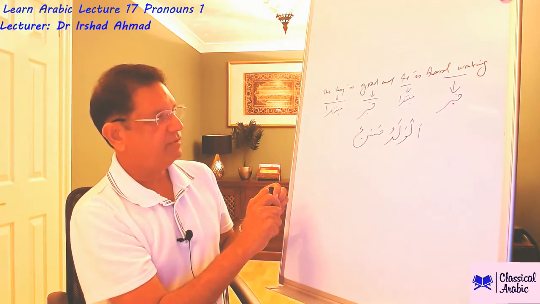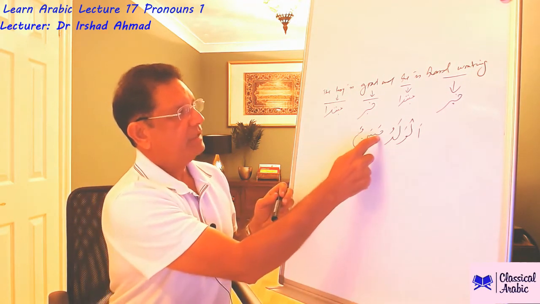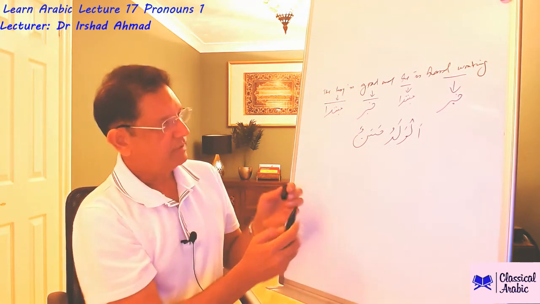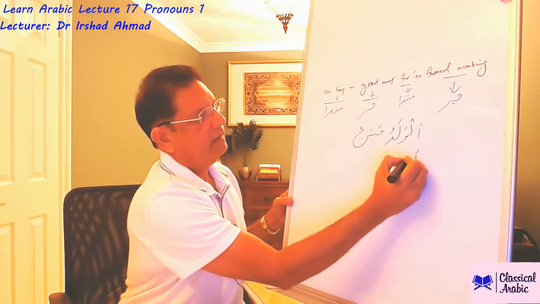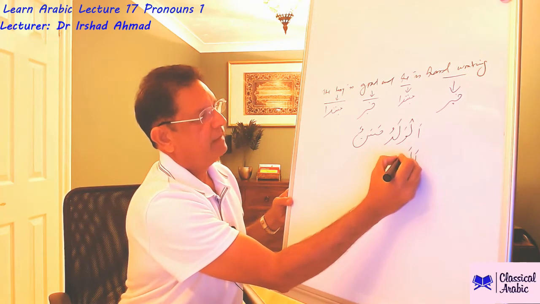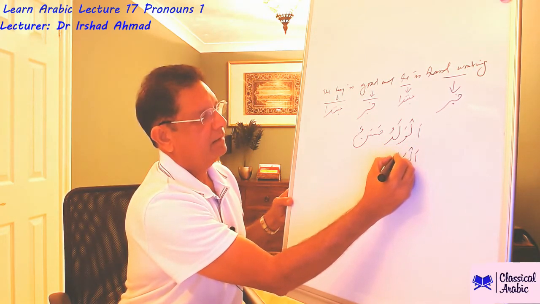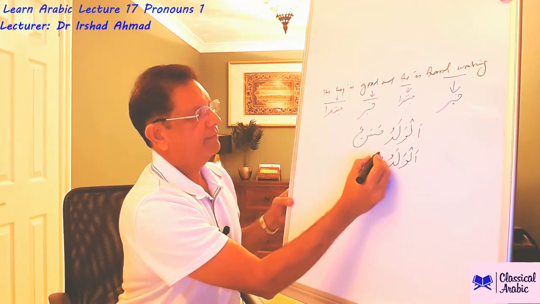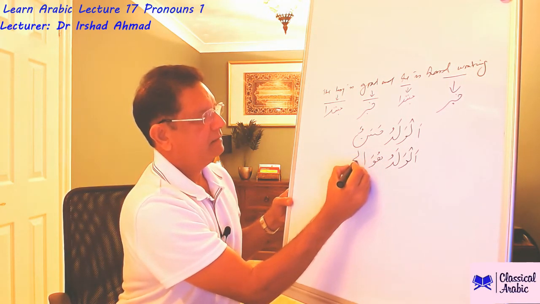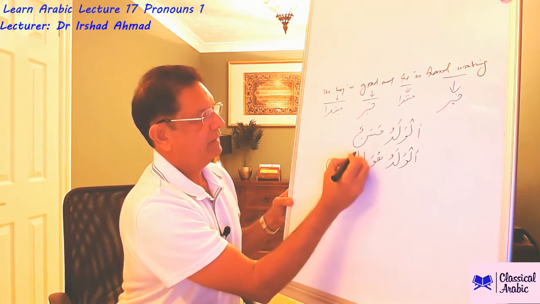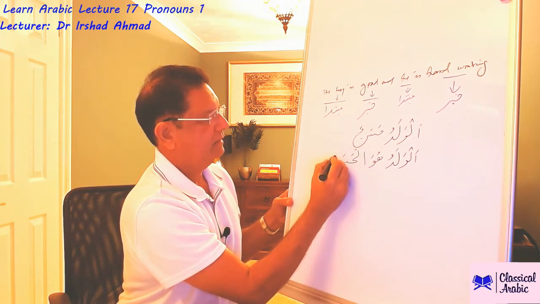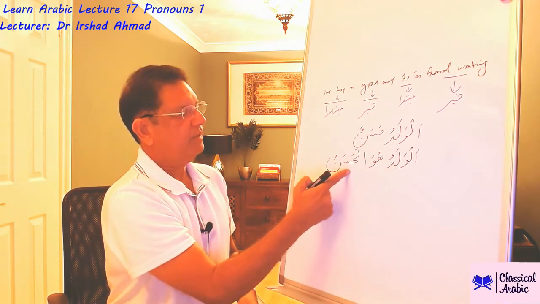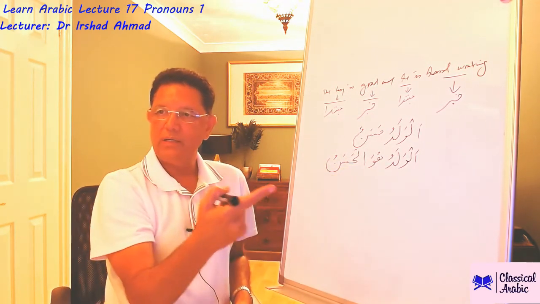So what we do in that case is bring the relative pronoun between these two. So we can say al-waladu huwa al-hasanu, huwal-hasanu. So here it becomes definite now. Al-waladu huwal-hasanu. The boy is good.